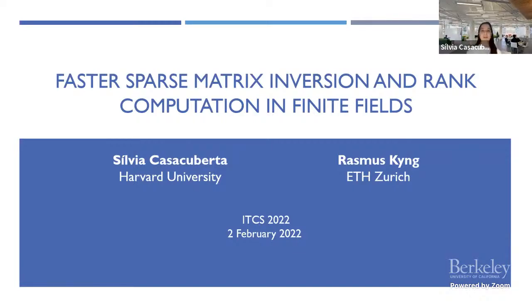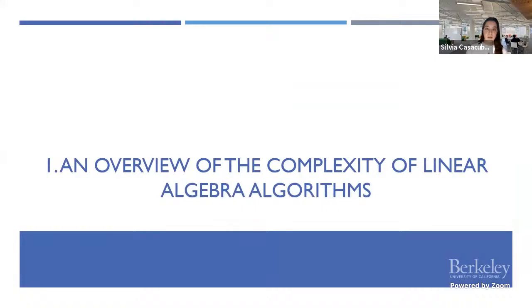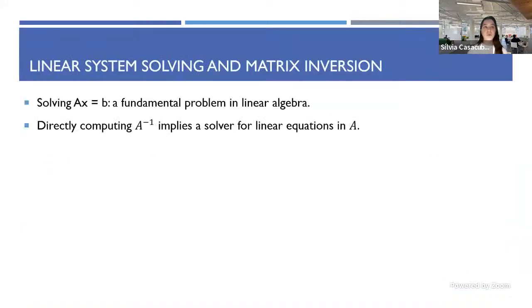Thank you. So my name is Sílvia Casacuberta, and I will be talking about faster sparse matrix inversion and rank computation in finite fields. And this is joint work with Rasmus Kyng. So let me begin by just mentioning the two arguably main problems in linear algebra, which are that of linear system solving and matrix inversion. So to begin with, we have a clear relationship between these two problems. Namely, if we directly compute the inverse, then we have a solver for linear equations in A.